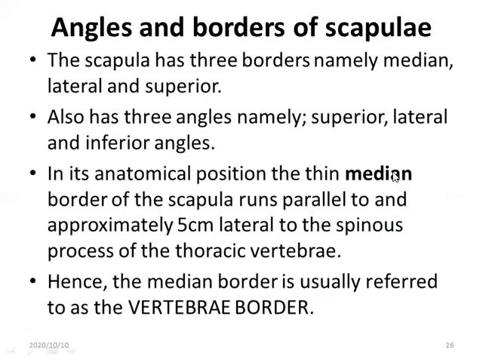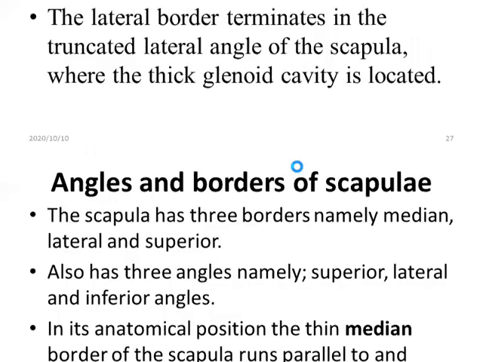The scapula has three borders, namely medial, lateral, and superior: medial to the medial side, lateral to the lateral side, and superior to the superior. It also has three angles, namely superior, lateral, and inferior angles. In anatomical position, the thin medial border of the scapula runs parallel to and approximately 5 cm lateral to the spinous processes of the thoracic vertebrae. Hence, the medial border is usually referred to as the vertebral border.